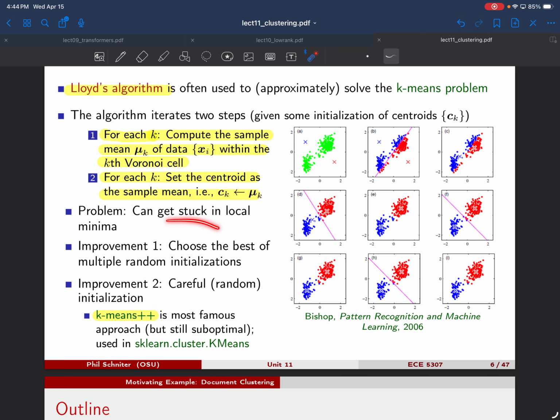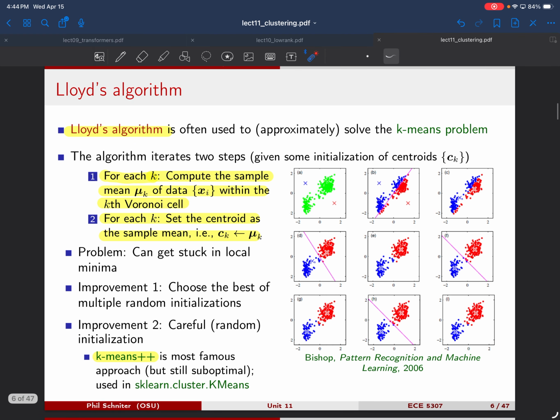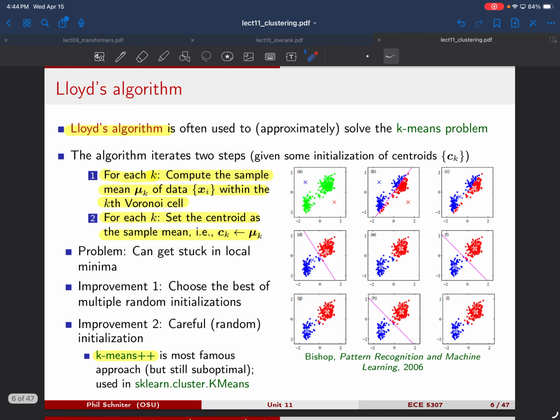And you can combine these strategies because this k-means++ is also random. You can generate a bunch of k-means++ initializations, solve those, and then choose the best. Okay, so that's basically Lloyd's algorithm and k-means. Any questions on that? Okay.